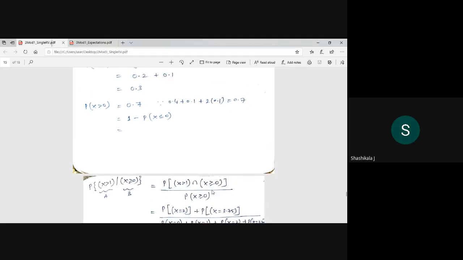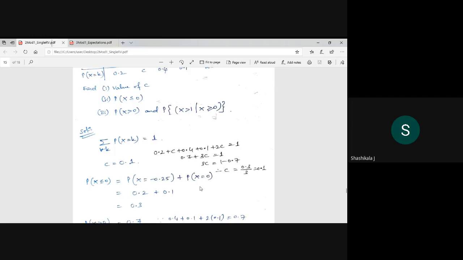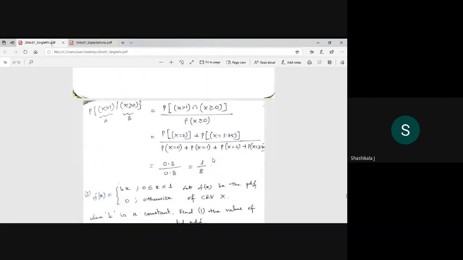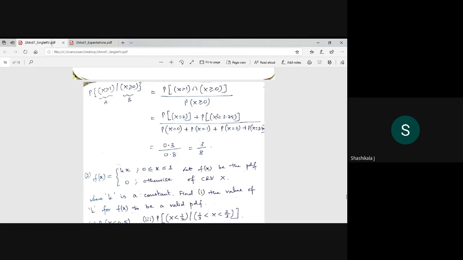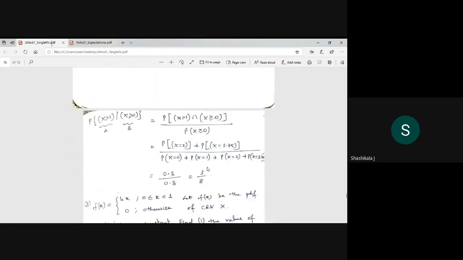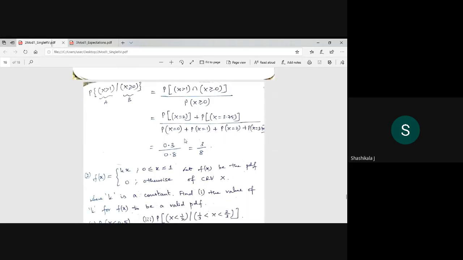What will be the final value? You have to consider the probability of X greater than 1, and 1 is not included. That means I have to include the 2 and the 3.75. So I have to include the probability of X equal to 2 plus the probability of X equal to 3.75, and the corresponding probability values. And the probability of X greater than or equal to 0, I have to consider from 0, these probability values. So I am considering these probability values, you put those values and you will get 3 by 8.